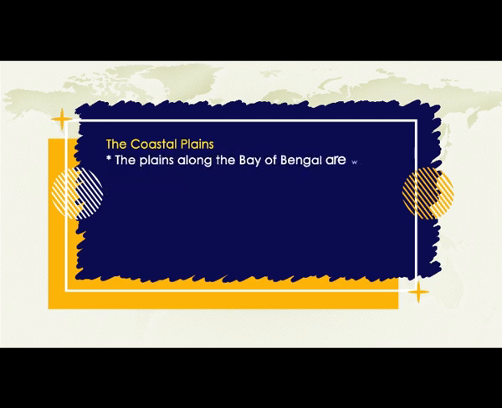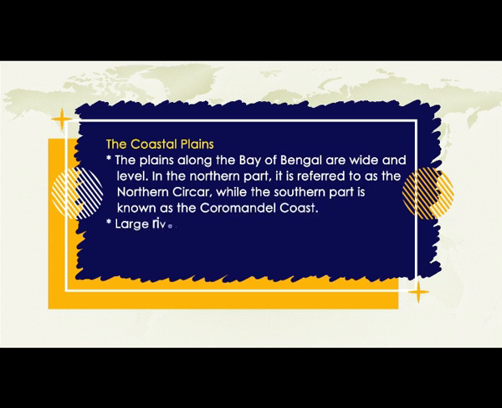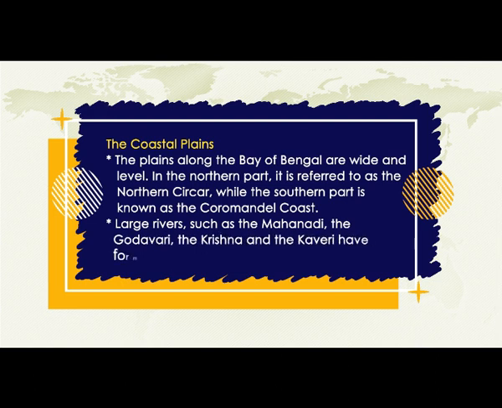The plains along the Bay of Bengal are wide and level. In the northern part, it is referred to as the Northern Circar, while the southern part is known as the Coromandel Coast. Large rivers such as the Mahanadi, the Godavari, the Krishna and the Kaveri have formed extensive deltas on these coasts.